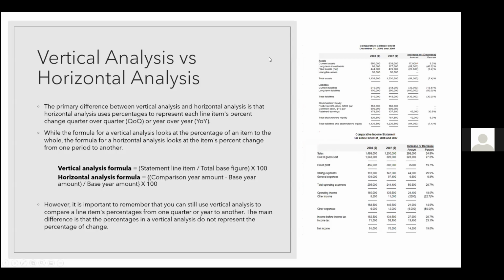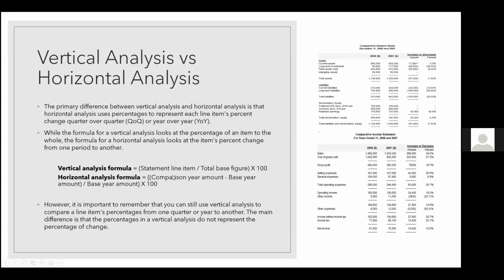Okay, so vertical analysis versus horizontal analysis. So the primary difference between vertical analysis and horizontal analysis is that horizontal analysis uses percentages to represent each line item's percent change quarter over quarter or year over year. No? So while the formula for vertical analysis looks like the percentage of an item to the whole, the formula for a horizontal analysis looks at the item's percent change from one period to another. Yun yung sinasabi natin kanina. No? Ito yung formula nilang dalawa.